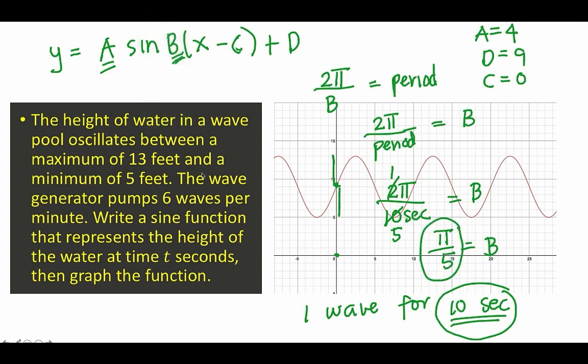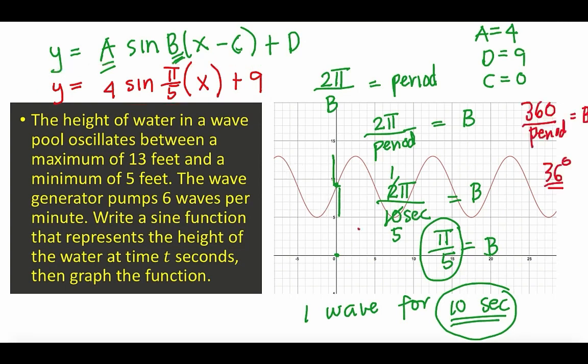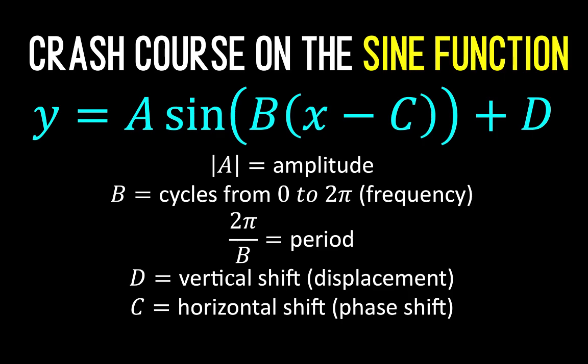So that means now that the graph as described in this problem is in the form y equals, our a is 4, copy the sine function, our b is pi over 5 times x, our c is 0, so we don't have to write that anymore, plus our d is 9. When you graph this sine function, you will notice that you will get this graph. So that's how we solve our math problem of the day that involves transformation of the sine functions.